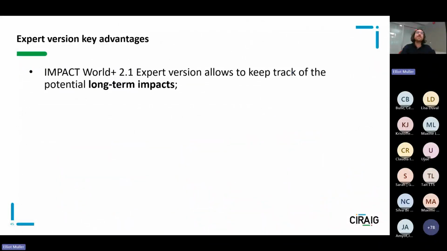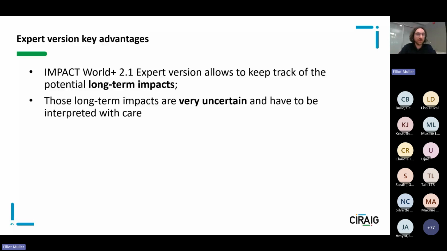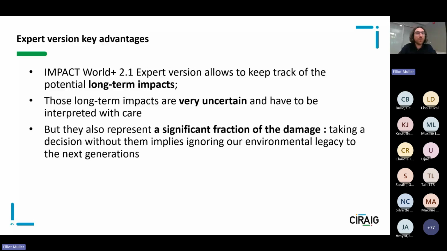So to summarize, the key advantages of the expert version. First is that it allows the user to keep track of the potential long-term impact. That, yes, can be quite uncertain, but also can contribute very significantly to the damage on the area of protection. So it can be quite important to take them into account when taking a decision.